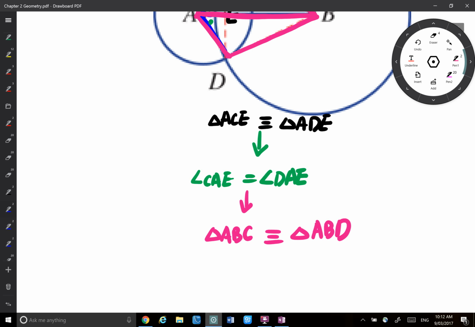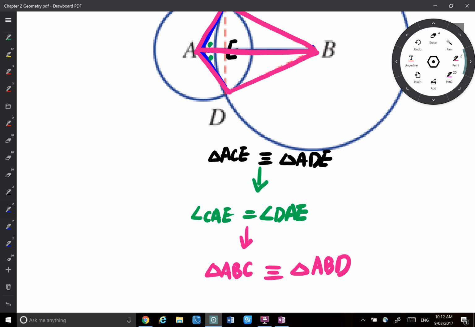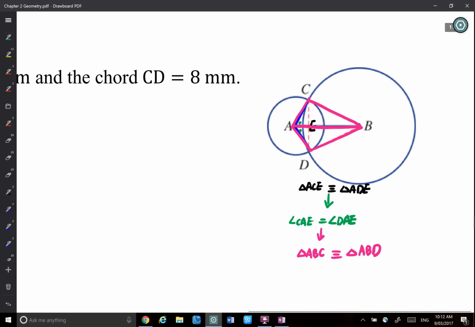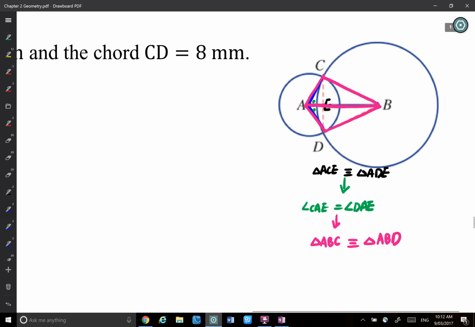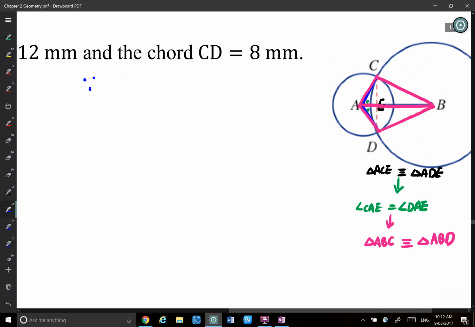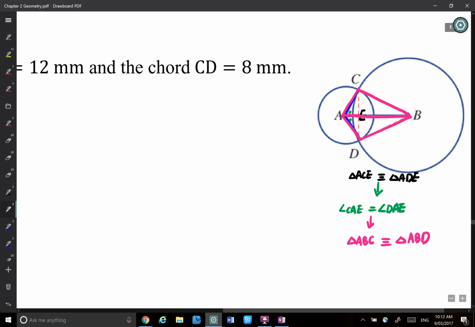Okay, then let's have a look at this. What I can see is, I start from the final step. Because AC equals AD, that's the radius of the small circle.